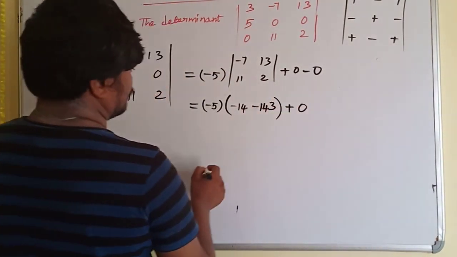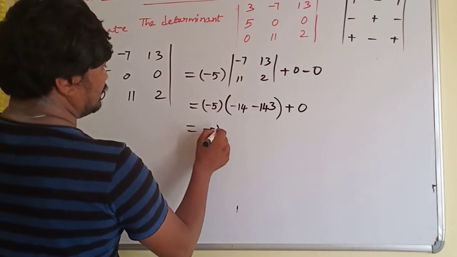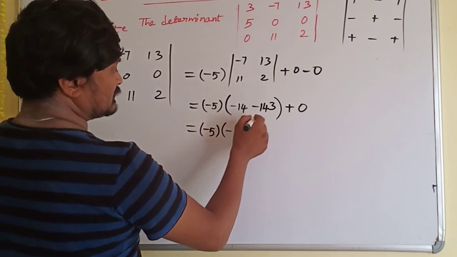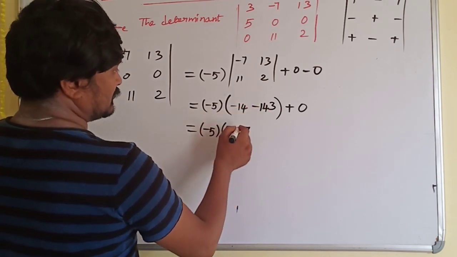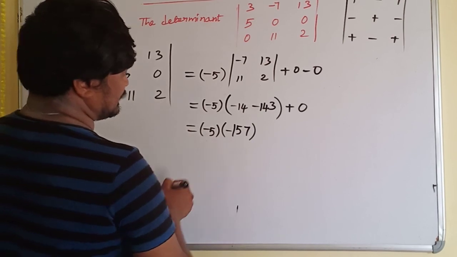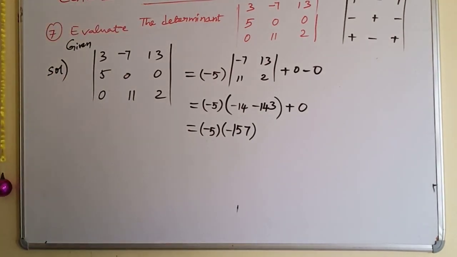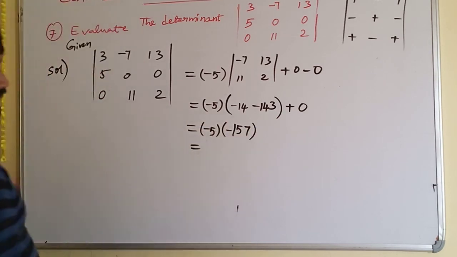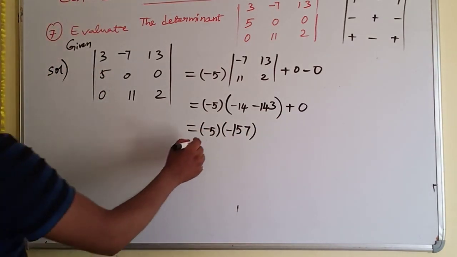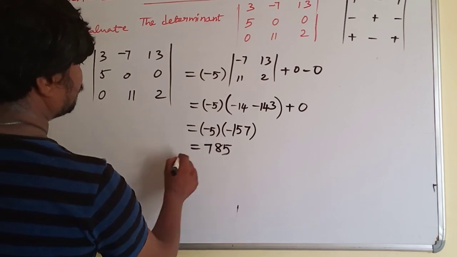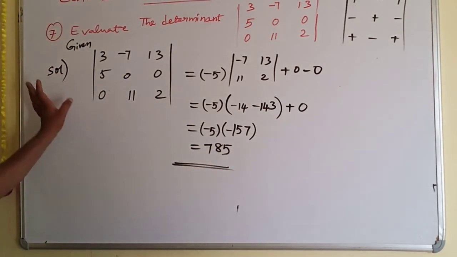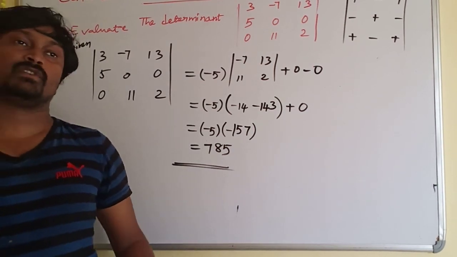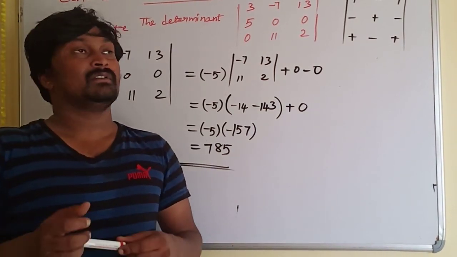Plus 0. Next, minus 5 into minus, both are having minus, so add both: minus 14 minus 143 is minus 157. So minus 5 into minus 157, minus into minus is plus. When you multiply with 5, you get the answer as 785. So this is about your problem number 7. I hope you all understood. If anyone has a doubt, comment in the YouTube comment section so that I can help you all. May God bless you all.